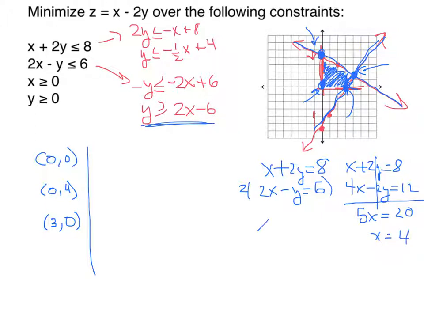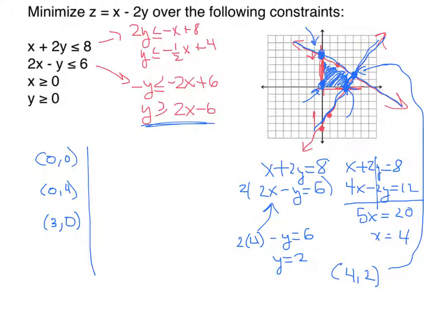If I plug that back in here to my function, I get 2 times 4 minus y is equal to 6. I subtract, and I get y is equal to 2, which means that I get the point 4, 2, and that is exactly this last corner point here. So now I have all 4 of my corner points. Again, 3 of them are very easy to find, but in order to find that fourth one, you have to solve a system of equations.